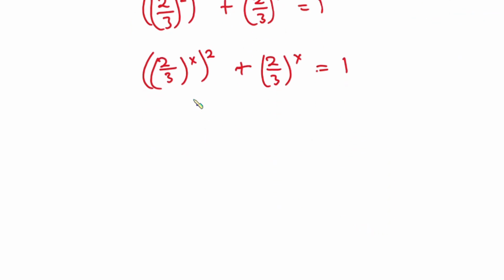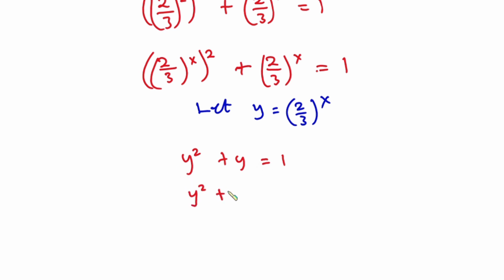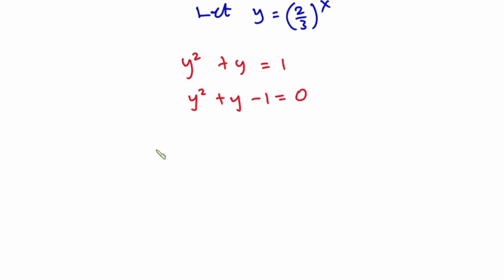Now from here, let y equal (2/3)^x. So the equation now becomes y to the second power plus y is equal to 1. From here, we can equate everything to 0. So if you do that, we have y squared plus y minus 1 is equal to 0. And you can see we have a quadratic equation. So let's use the quadratic formula to figure out the value of y.